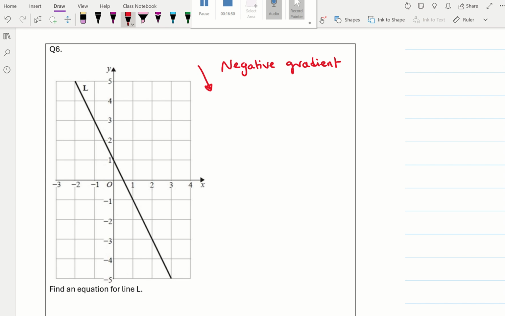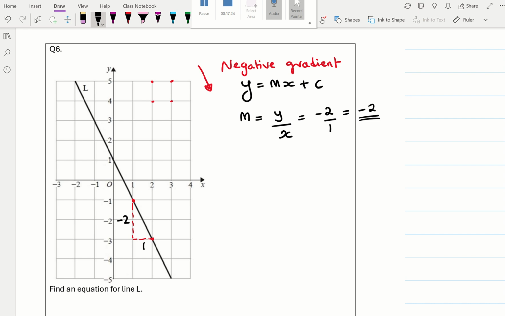And all you need to do is pick 2 points that go through the vertices, the corners exactly. So I'm going to choose this one and that one. The gradient, obviously we want the equation in the form y equals mx plus c, and m is the distance in y divided by the distance in x. So the distance in y is -2 and x is 1. -2 over 1. The gradient is -2.